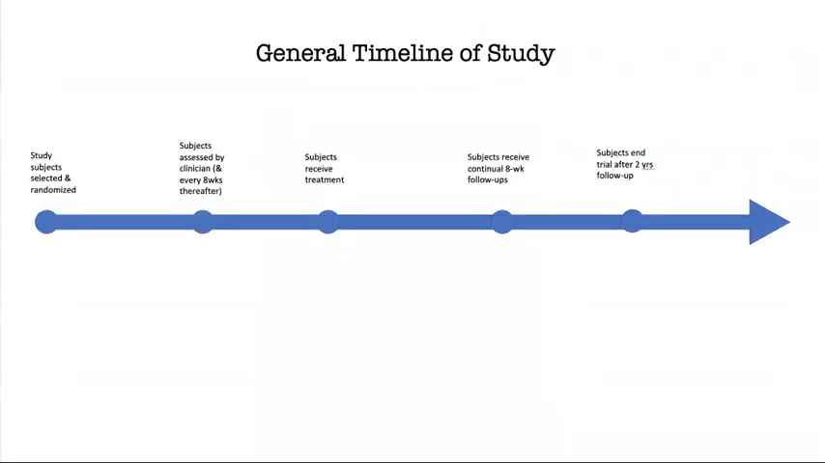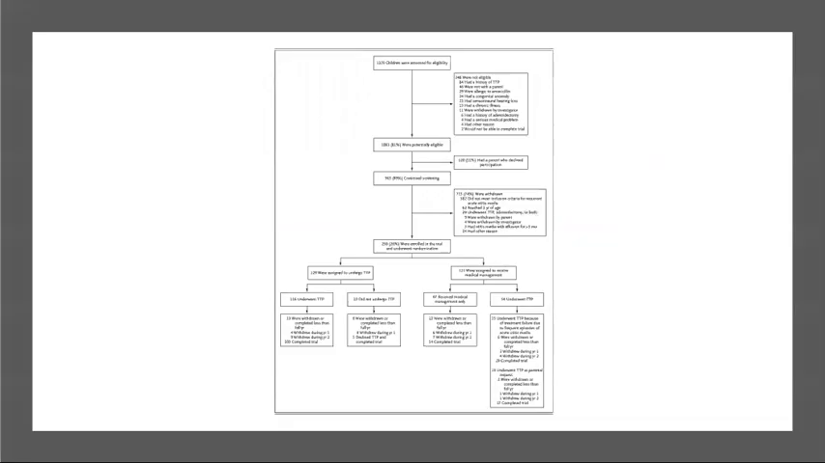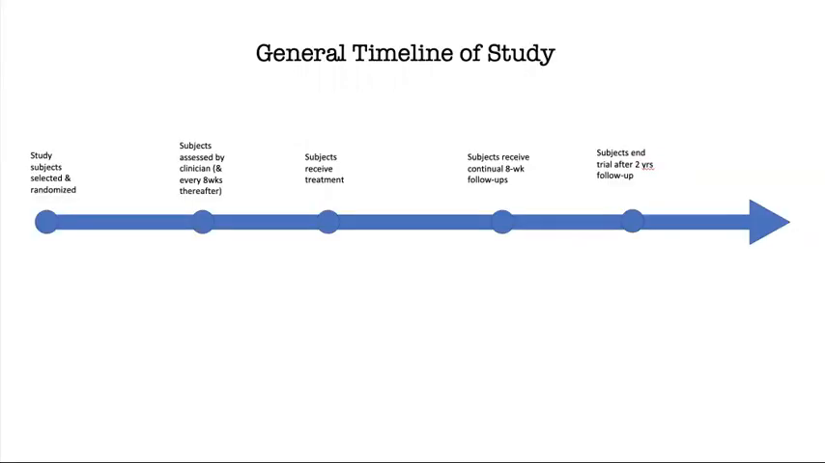So first, the study subjects were selected and randomized, okay? That's at the very end of that flow chart right here, okay? That's right before it splits into 2. The study subjects were selected and randomized. Then the subjects were assessed by the clinician, okay? And they also had assessments every 8 weeks for the whole study period.